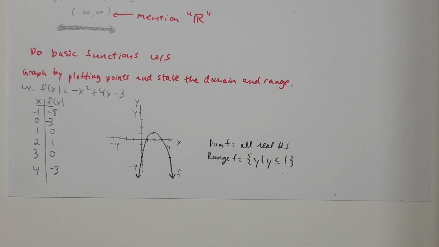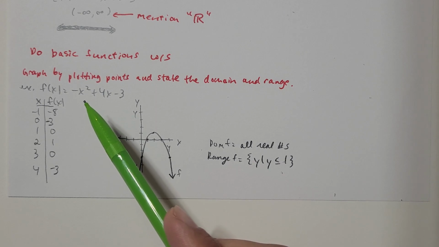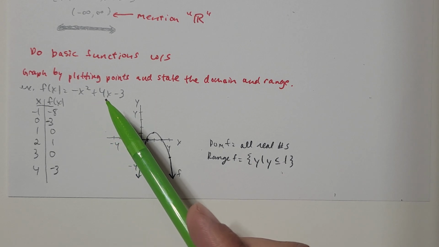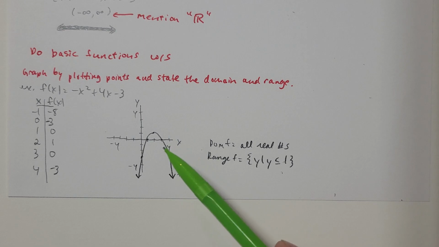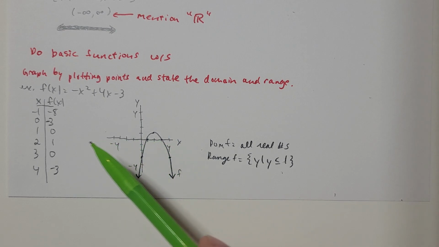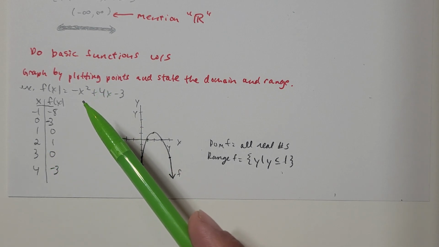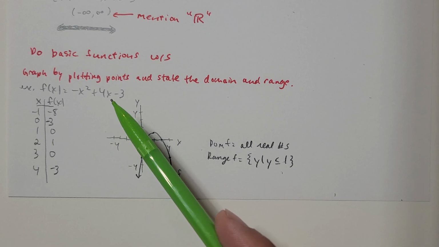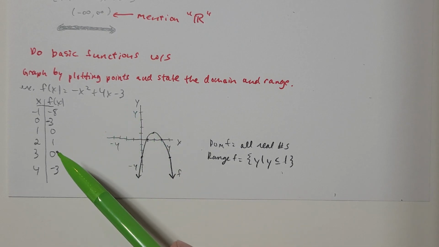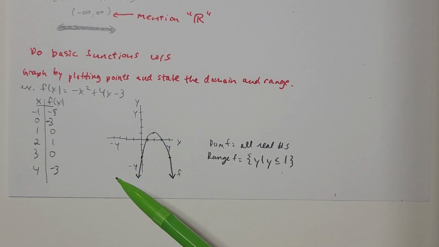If x is 1, 1 squared is 1. Negative 1 would be leading off, though. Plus 4 is 3. Minus 3 is 0. So 1, 0 would be on the graph. If x is 2, 2 squared is 4. That'd be a negative 4 leading off. Plus 8 is 4. Minus 3 is 1. So 2, 1, that point would be on the graph.